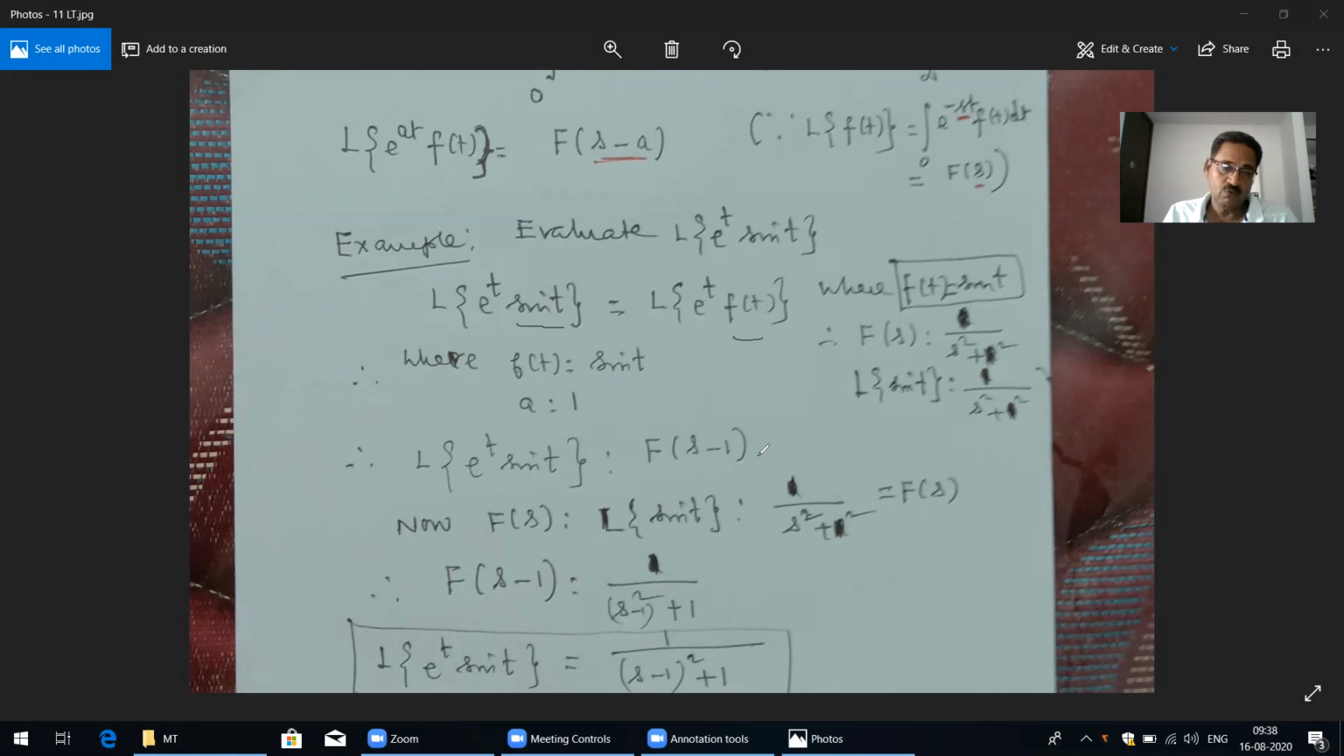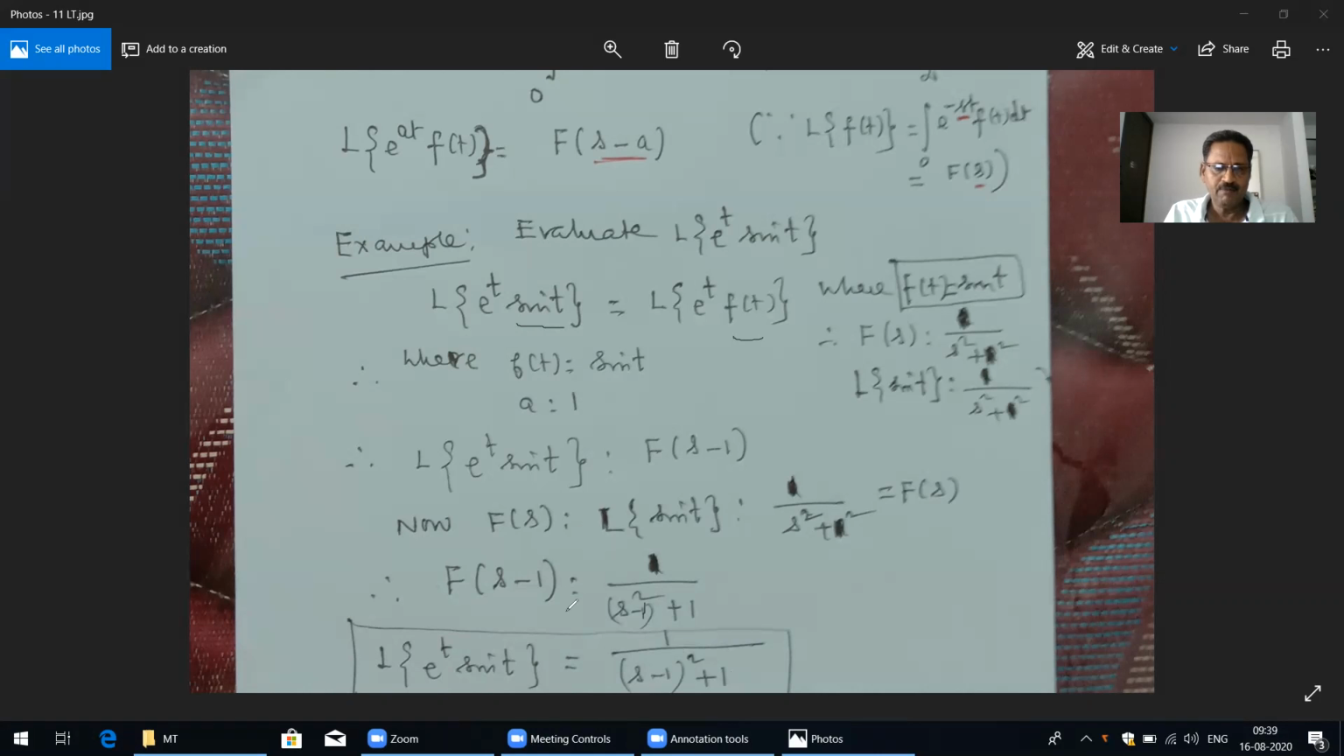Now, we have to find F of s. f of t we already know: f of t equals sin t. Therefore, F of s equals the Laplace transform of sin t, which equals 1 over s square plus 1. Then, by the formula, F of s minus 1 is obtained by replacing s by s minus 1. So the Laplace transform of e power t into sin t equals 1 over (s minus 1) the whole square plus 1.